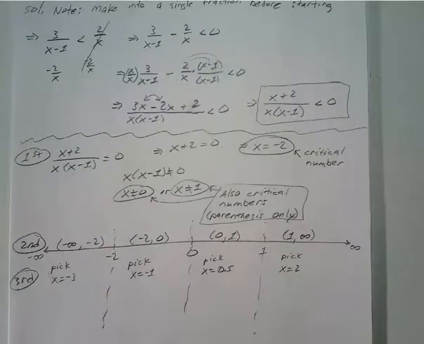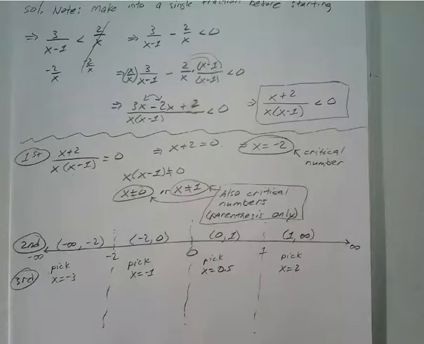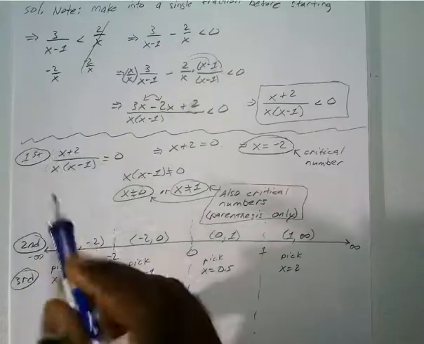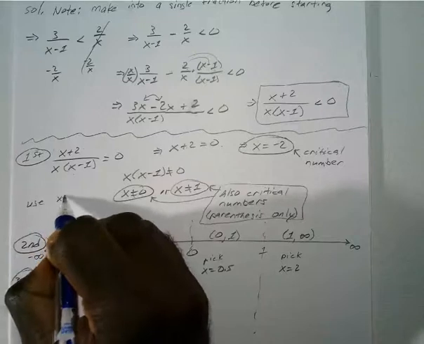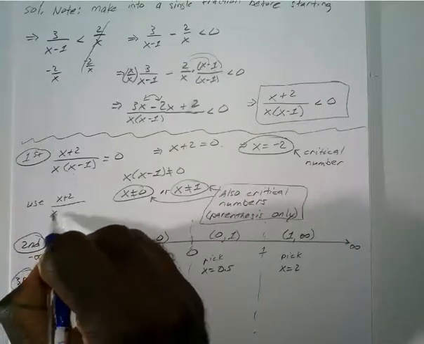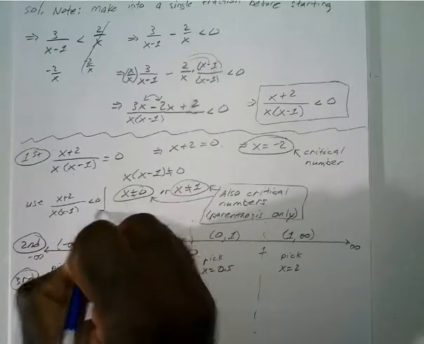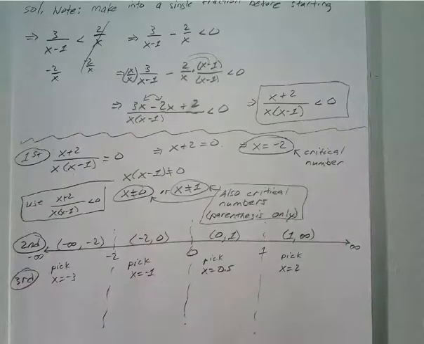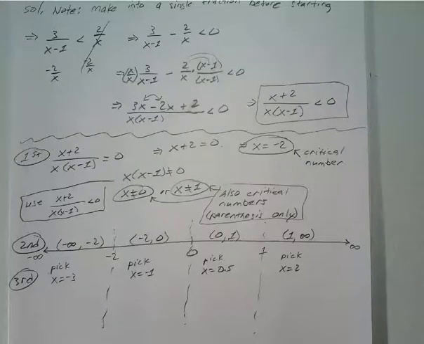All right. Now for these, I'm going to use a shortcut. And again, we're going to use x plus 2 over x times x minus 1 is less than 0. We're going to use this one. Oh, well, I already had it written down, so I didn't have to write it again.